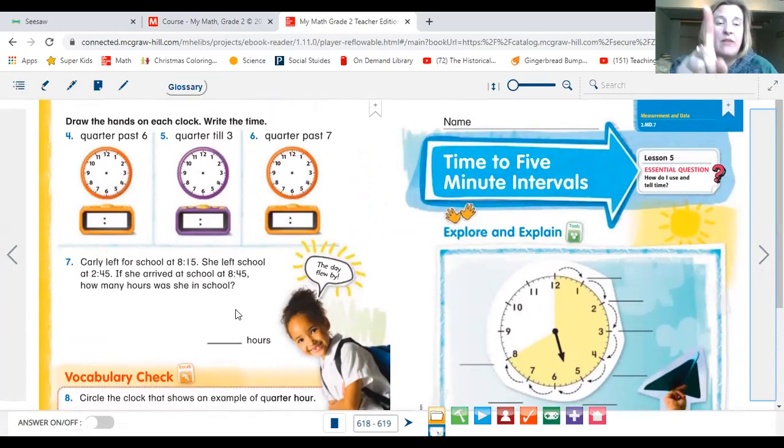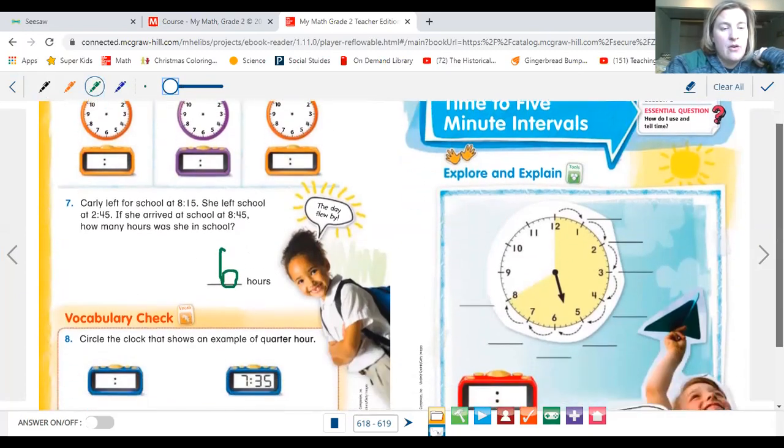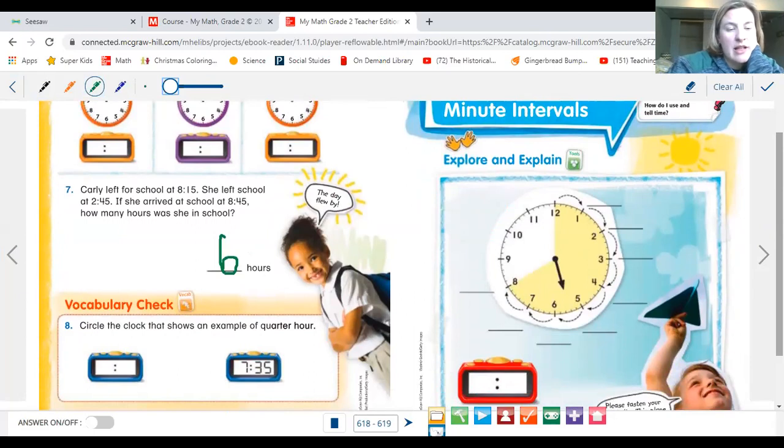So we start at 8:45. So then it would be 9:45, 10:45, 11:45, 12:45, 1:45, 2:45. So that would be 6 hours that Carly was at school. We can go ahead and write that in there on number 7. All righty. Okay, and then number 8, circle the clock that shows an example of a 1/4 hour.